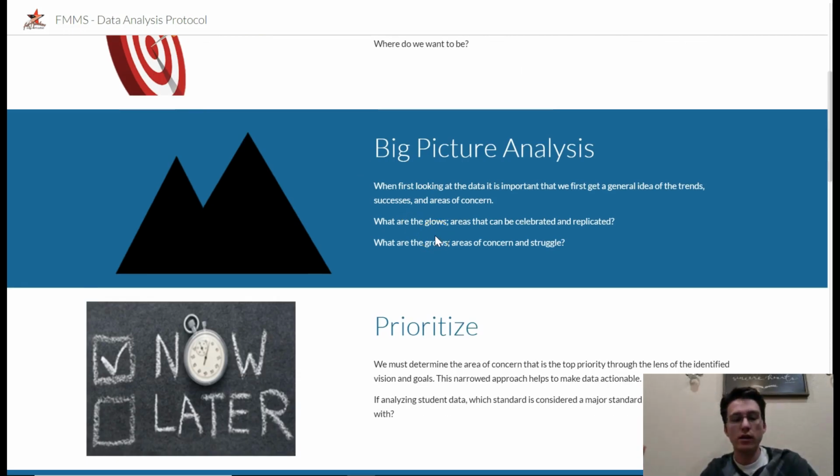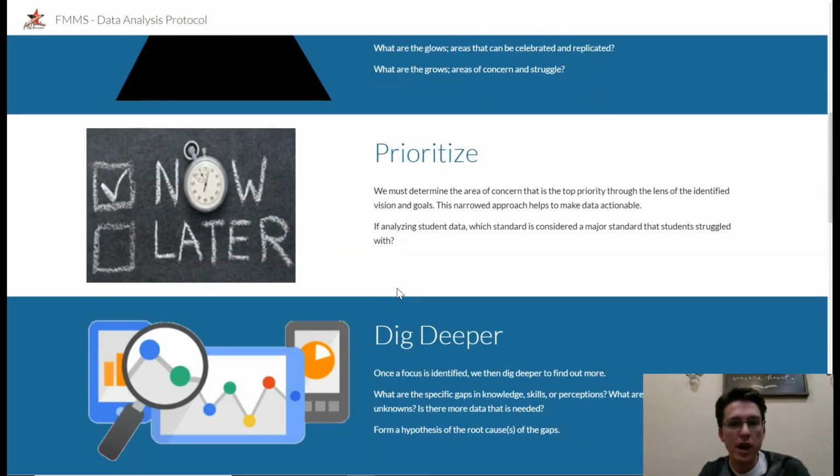Once you are looking at the data, first you just have to get a big picture. What are the successes? What are the failures? What are the trends? But really look at the big picture. Once you've identified some of the areas of growth and concern, then you're going to need to prioritize. We've got to determine what are the areas that are going to be highest leverage, that are going to get us to our vision and goals the best.